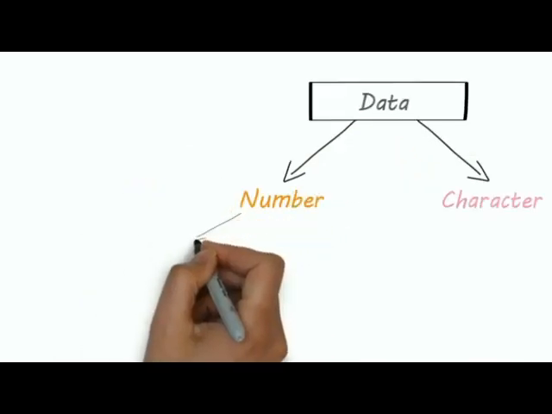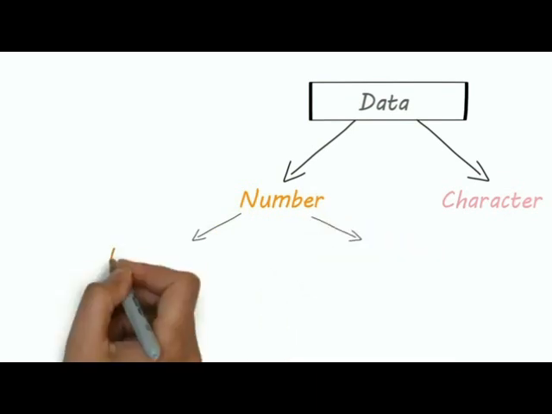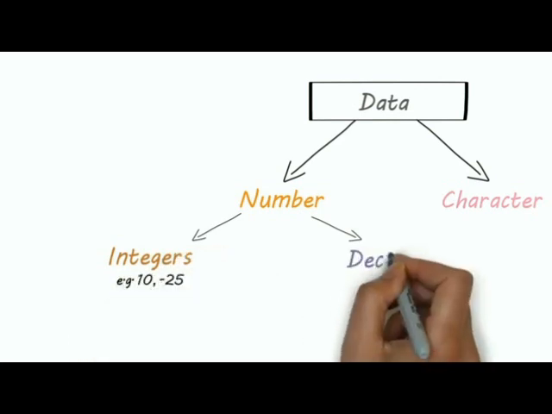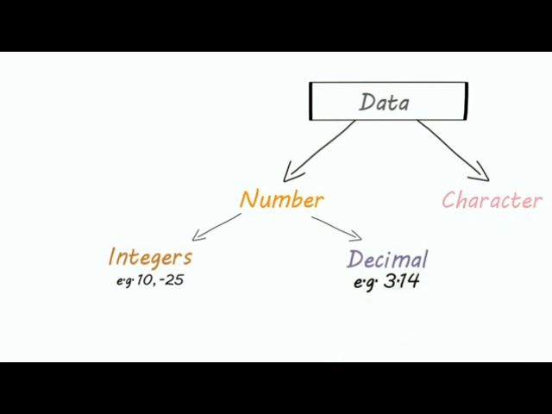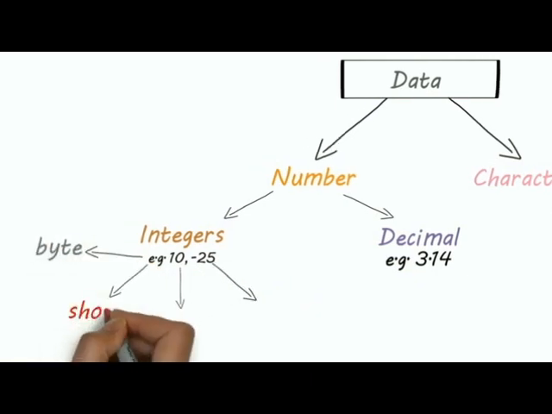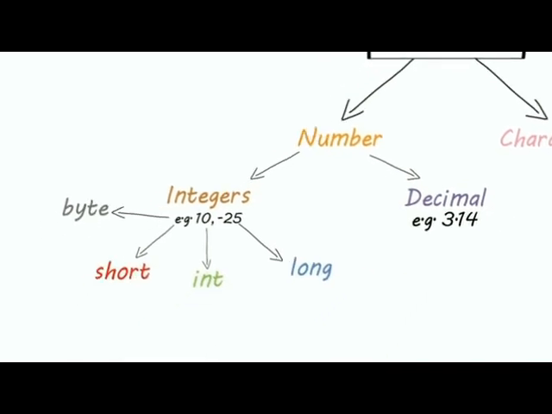In numbers we have two types, integer and decimals, or we can say floating point. Integer is further divided into four types: byte, short, int, and long. Now, why do we need these four different data types? For just integers, why not use one of these?